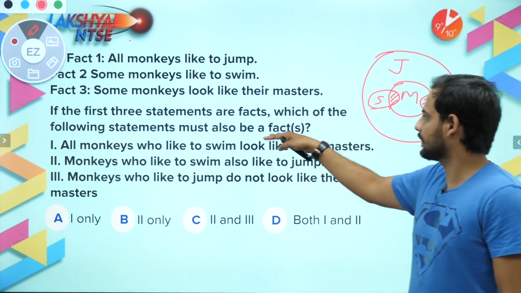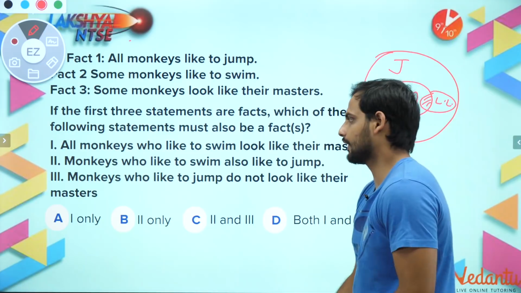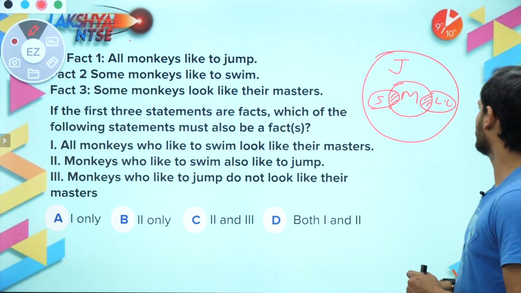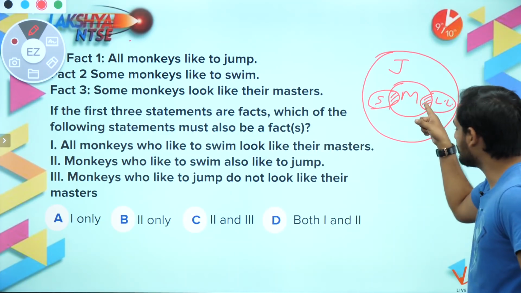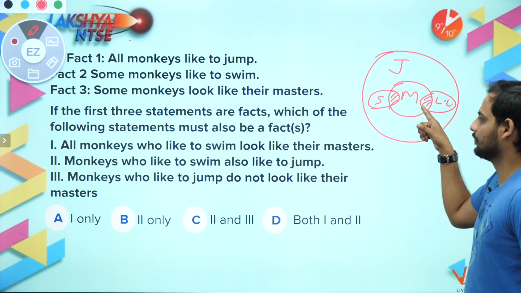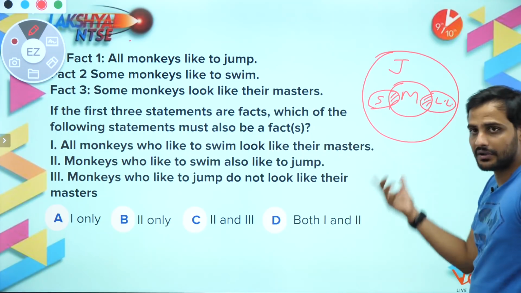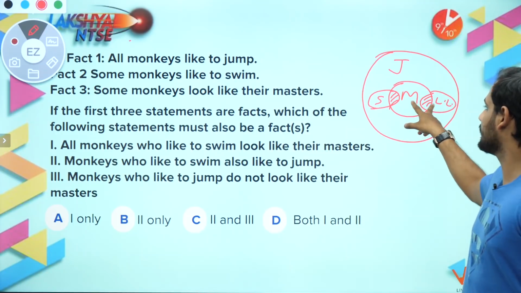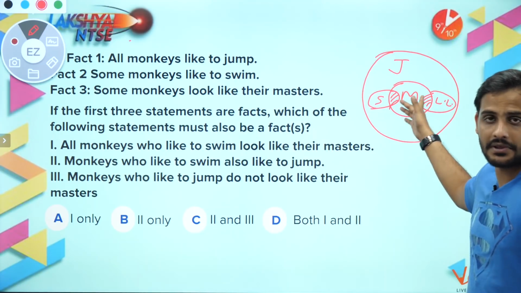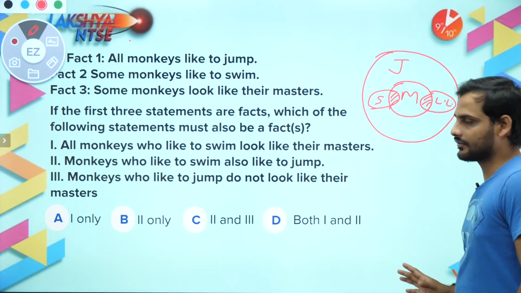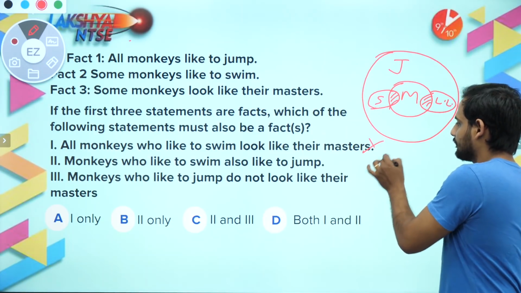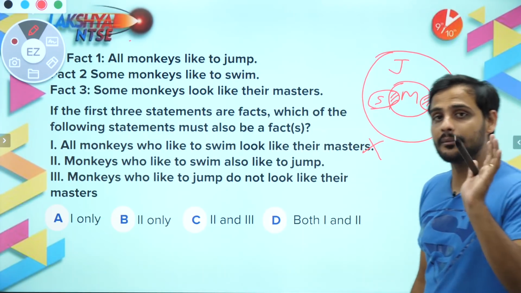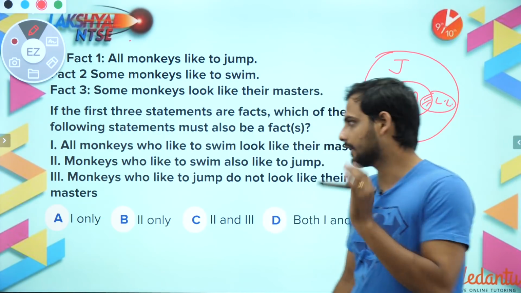Now, let us see which statements will be definitely true. All monkeys who like to swim look like their master. No sir, not all monkeys. Only some monkeys who like to swim may look like their master, or maybe not. So we cannot say all monkeys. Even for some monkeys, we will not be sure about it. So this cannot be concluded. This is not the truth. Even if you are doubtful, that is not the truth. We want absolute truth, which means it will be absolutely correct.